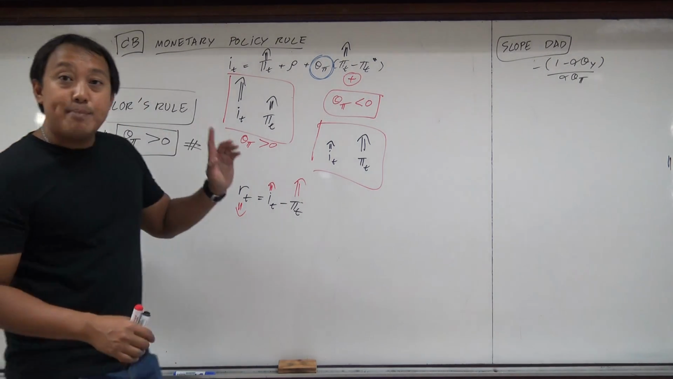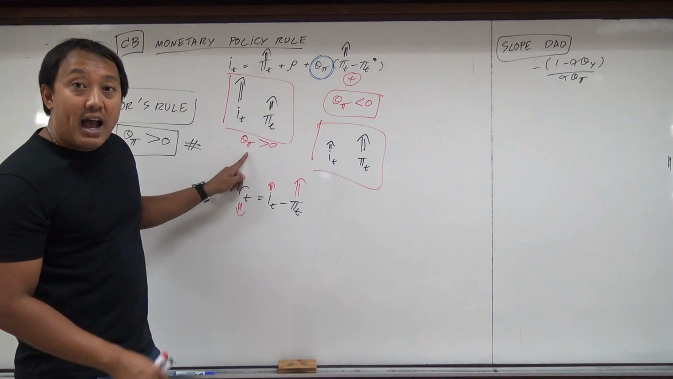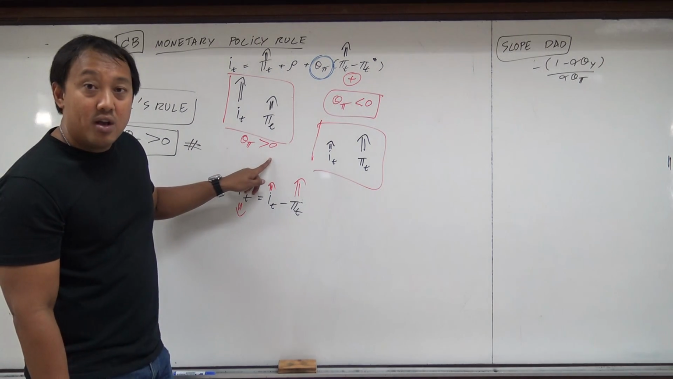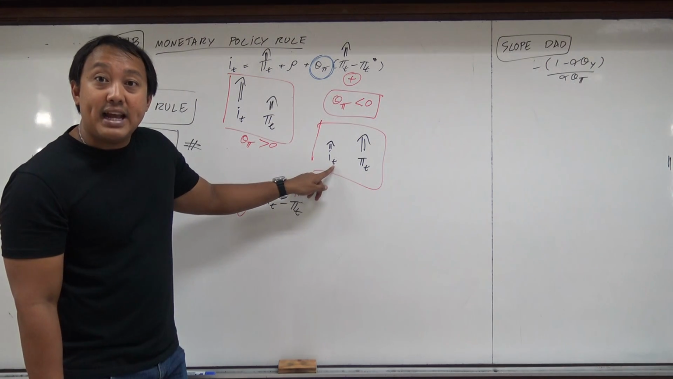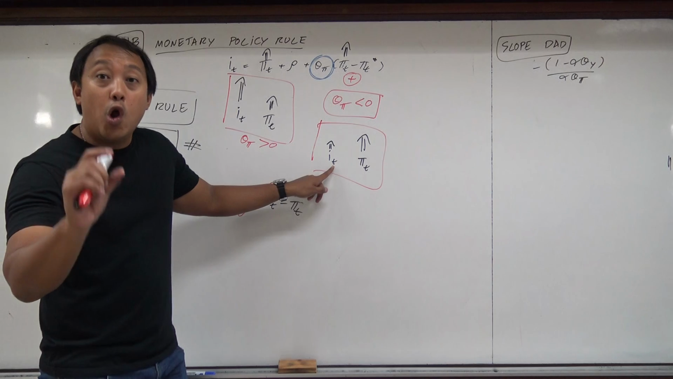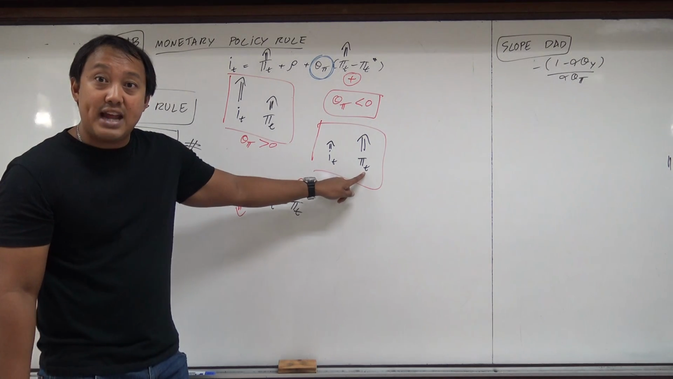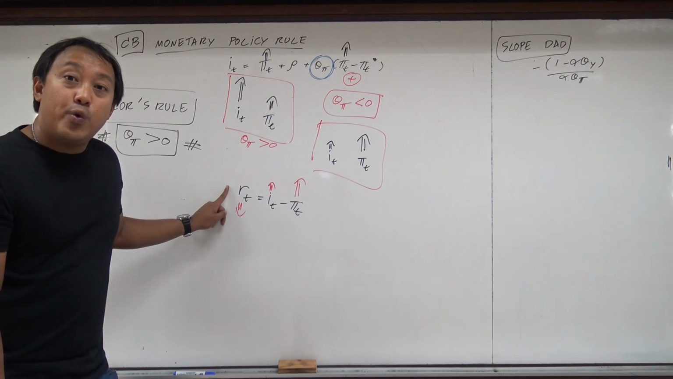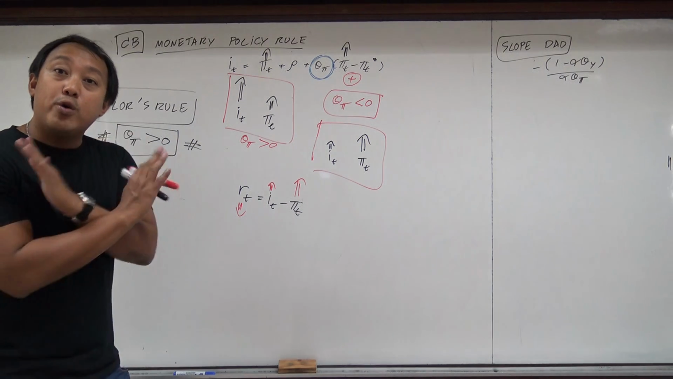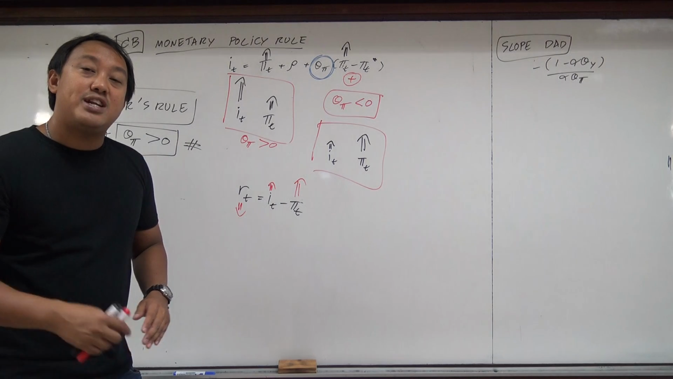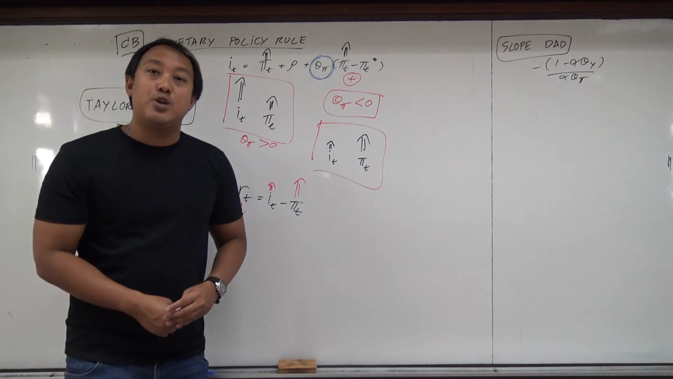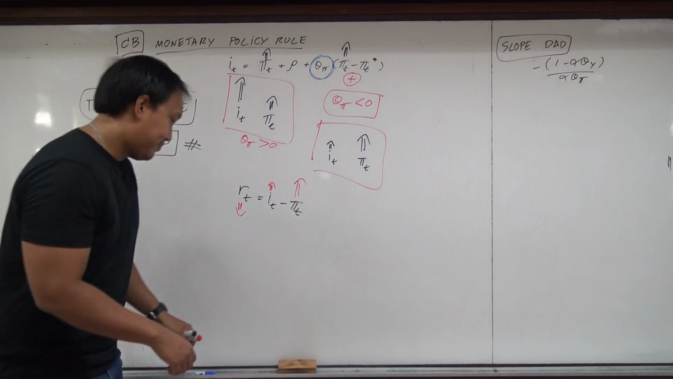So it's very important that phi pi always has to be greater than 0. If phi pi is less than 0, it means the central bank increases the nominal interest rate lower than the inflation. Then the real interest rate is going to go down. People will not stop spending the money, they're going to spend more. So inflation is going to be even higher until they have hyperinflation.